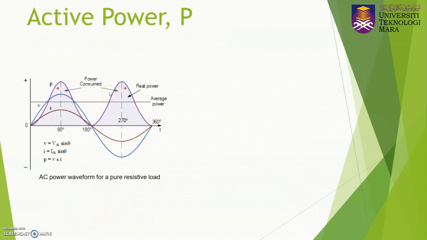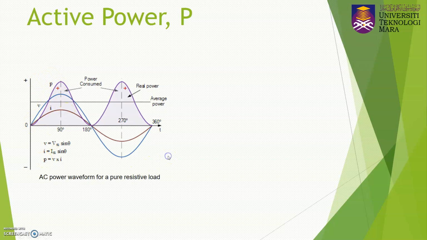Now let's have a look at the first type of AC power, which is active power, or we can also write it in terms of P. The diagram here shows you the AC power waveform for a pure resistive load. The keyword here is a pure resistive load. When your AC circuit contains only a resistor, your voltage and current are in phase. V is represented by your blue solid line, and I is represented by your red solid line. The multiplication of V and I is equal to P. Power will be equal to V multiplied with I.